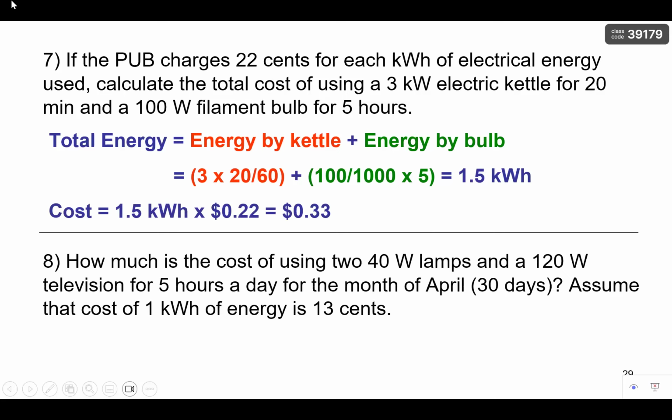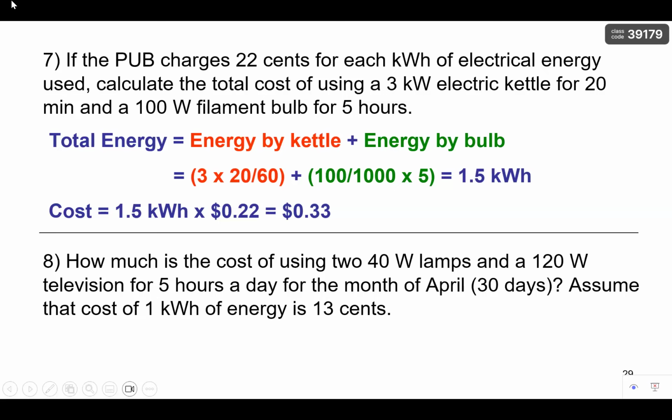Next, you may pause the video to think about the answers to this question. I'm not going to go through in depth. I believe you should be able to calculate it yourself. Again, I need to calculate the cost of using a 240 watt lamp and a 120 watt television for 5 hours in the entire month of April, where there are 30 days. And the cost of 1 kilowatt hour of energy is 13 cents.